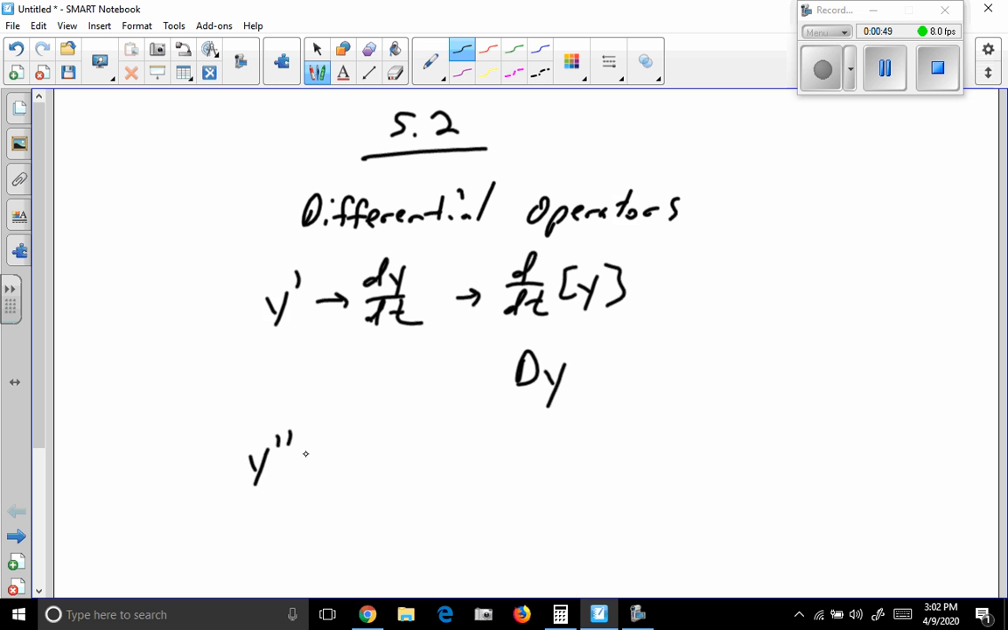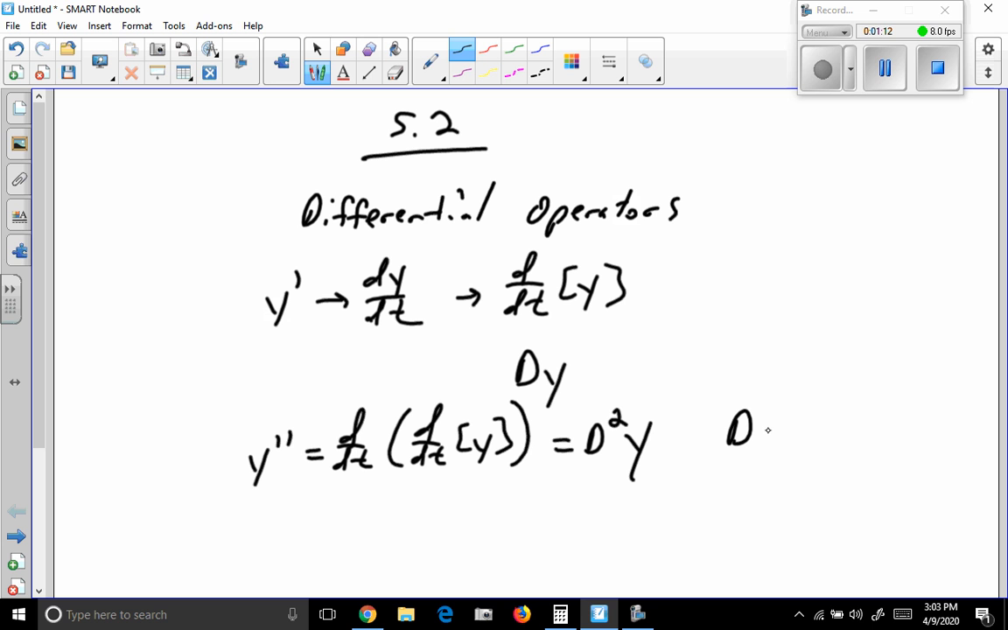Likewise, the second derivative is the derivative of the derivative of y, and we're going to denote that D squared y. So this just means the second derivative of y, which is really a composition of D. It's the derivative of the derivative of the function y. So while it looks like a power, it's really a composition here.